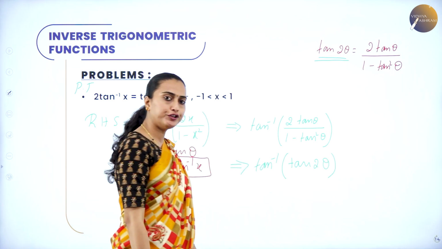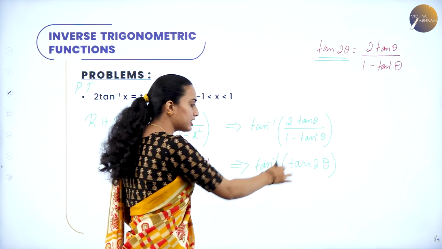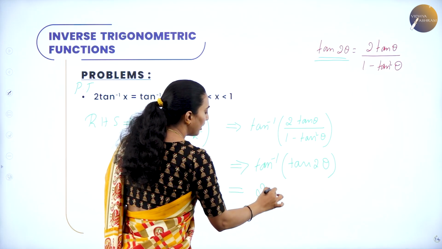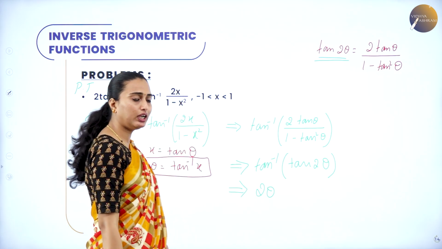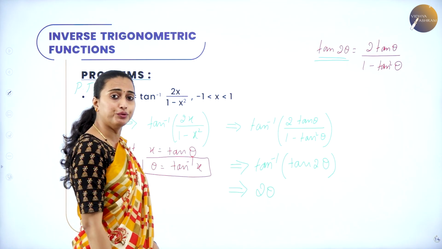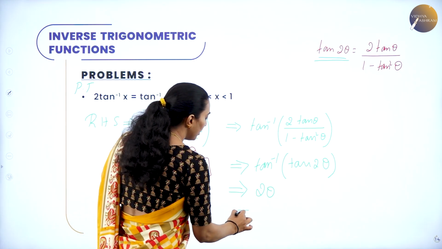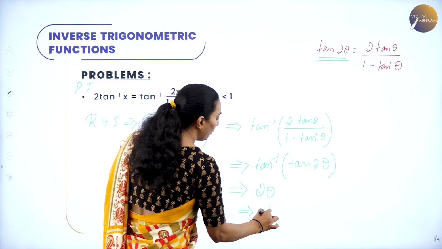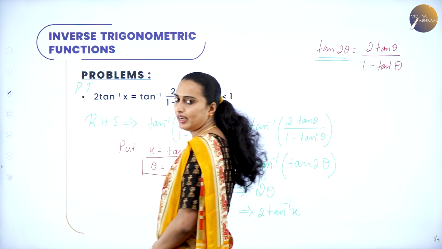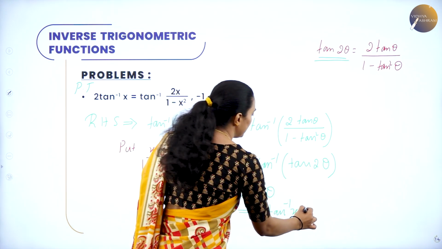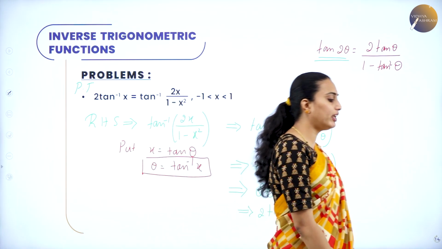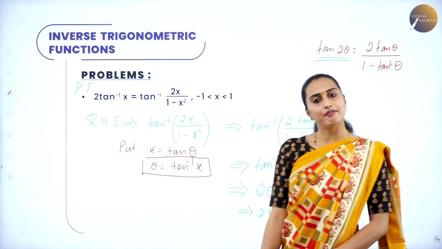Okay, if I write it as tan 2 theta, what is tan inverse tan? You are going to remain with what? 2 theta, isn't it? What is theta? That's what I have written here. Theta is nothing but tan inverse x. Therefore, I can write it as 2 tan inverse x. What is this? This is nothing but the left hand side. So right hand side I have taken, then I have proved the left hand side.